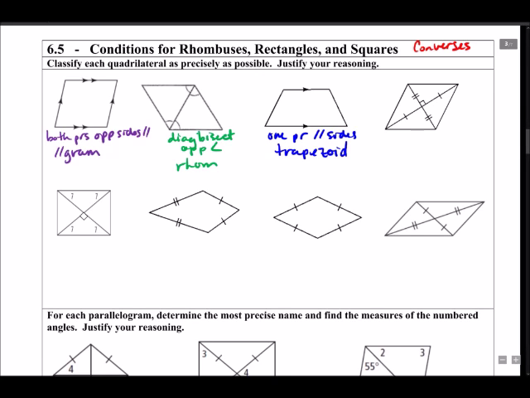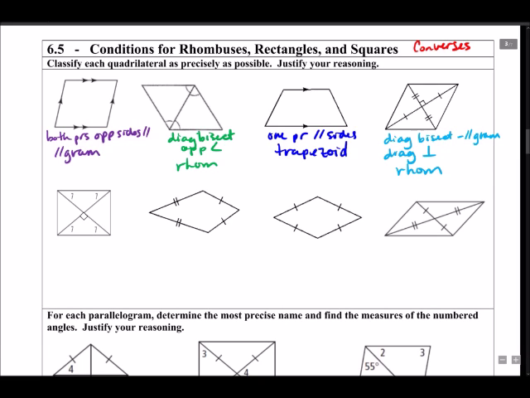What do we have going on here? Well, the diagonals bisect. So that's parallelogram. And what else is happening here? Our diagonals are perpendicular. So the diagonals bisecting tell us we have a parallelogram. The diagonals being perpendicular, what kind of parallelogram does that? Yep, you guessed it, rhombus.